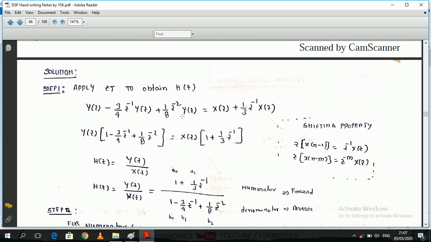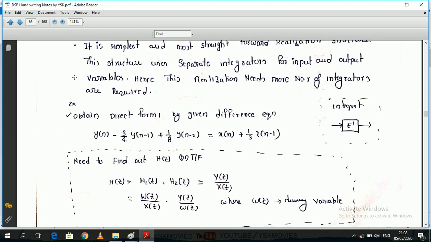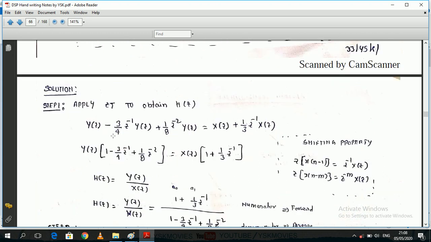So y of z. See, on the right side you observe the shifting property. Z of x of n minus 1 is nothing but z inverse x of z. Z of x of n minus m is z power minus m x of z. This is called the shifting property, which is very important in digital filter design. If you observe that sequence, y of n becomes y of z. 3 by 4 into y of n minus 1 is nothing but z power minus 1 y of z. Here 1 by 8 into z power minus 2 y of z. Y of z minus 3 by 4 z inverse y of z plus 1 by 8 z power minus 2 y of z is equal to x of z plus 1 by 3 z inverse x of z.